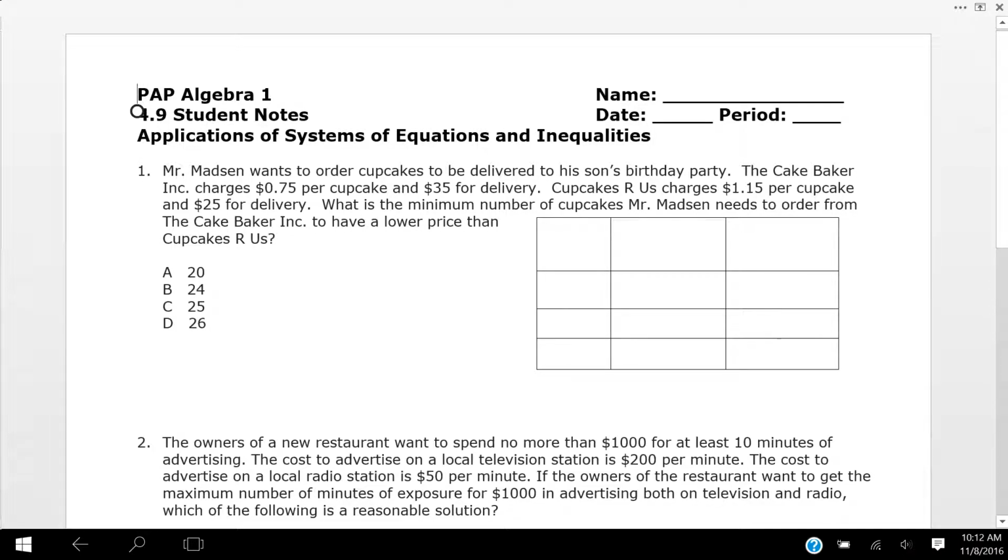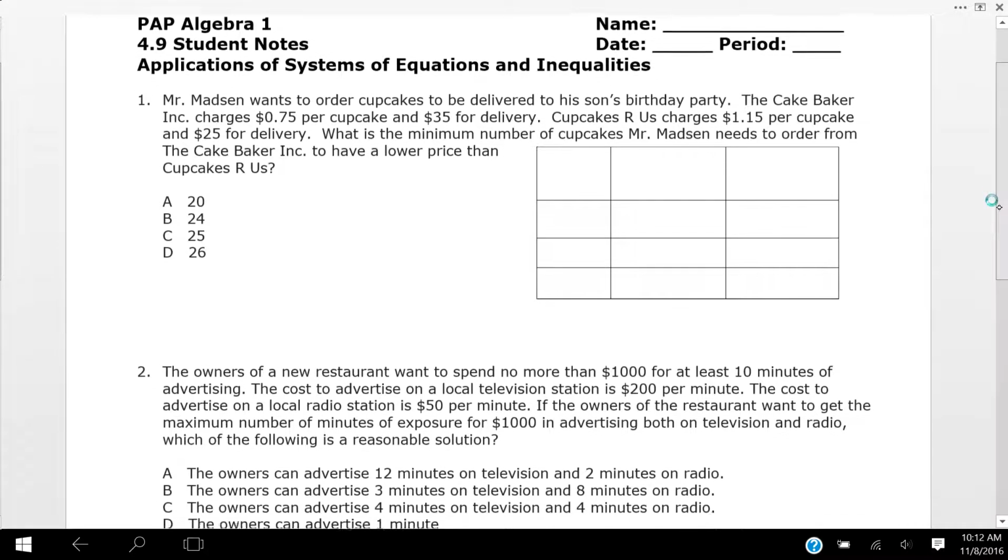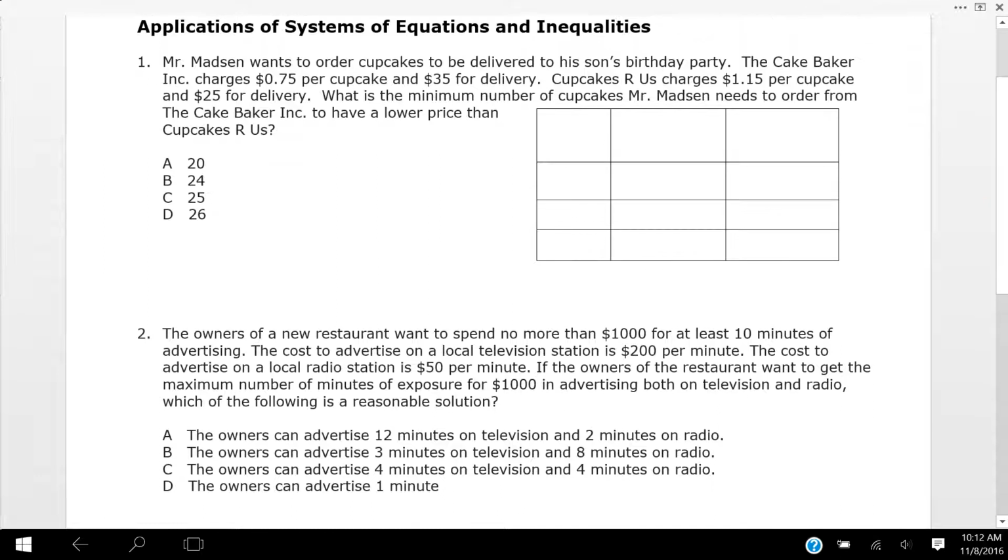Okay, we're going to do application of systems and equations and inequalities. There's only 4 problems, but each one is going to take a little bit of time. So let's talk about cupcakes.